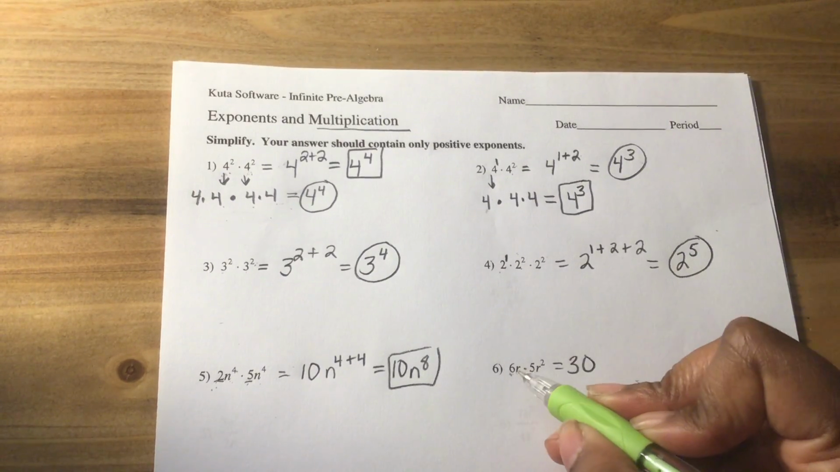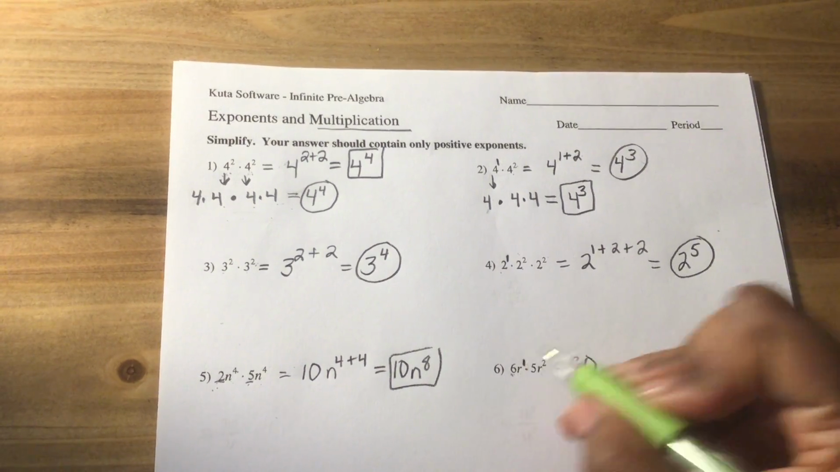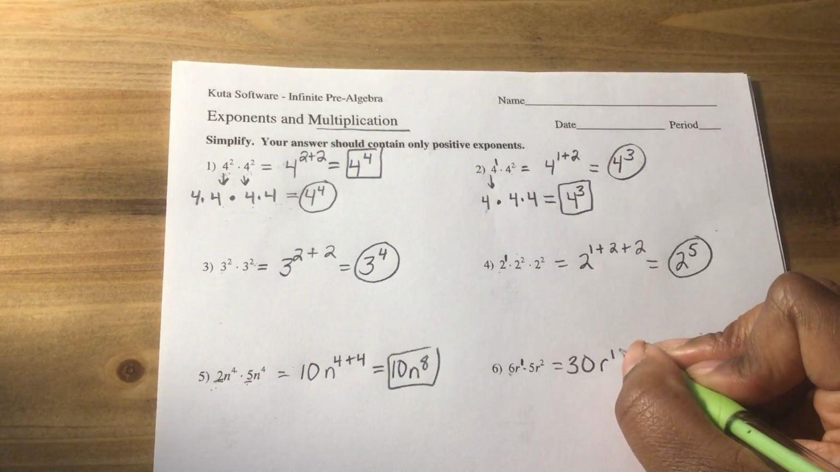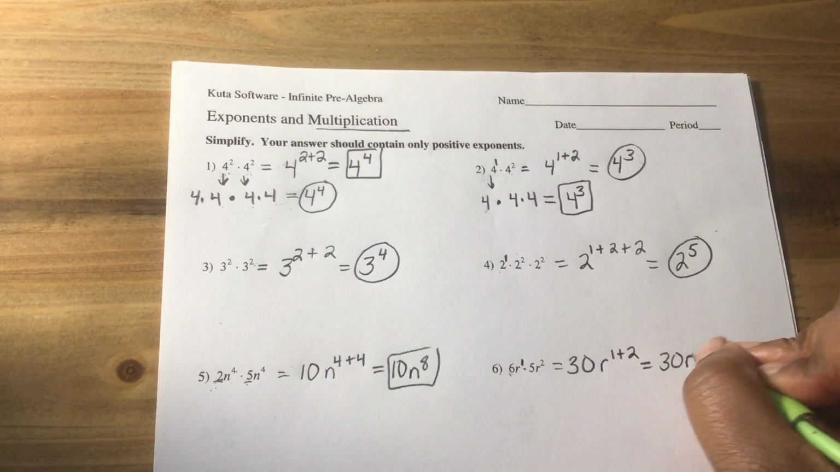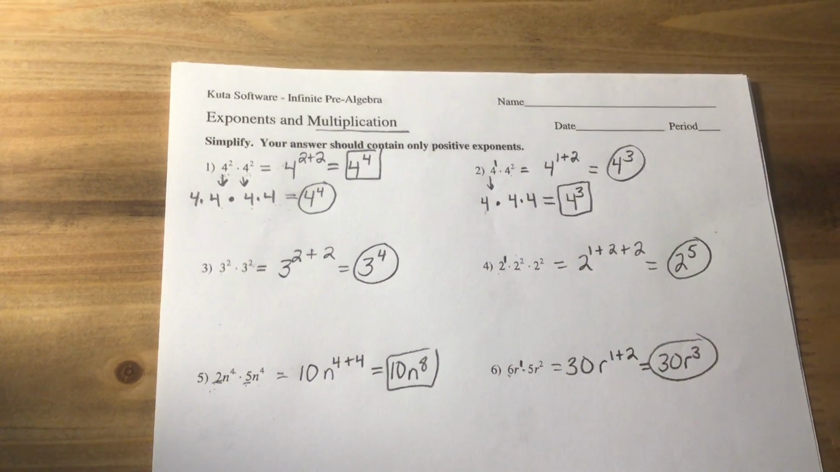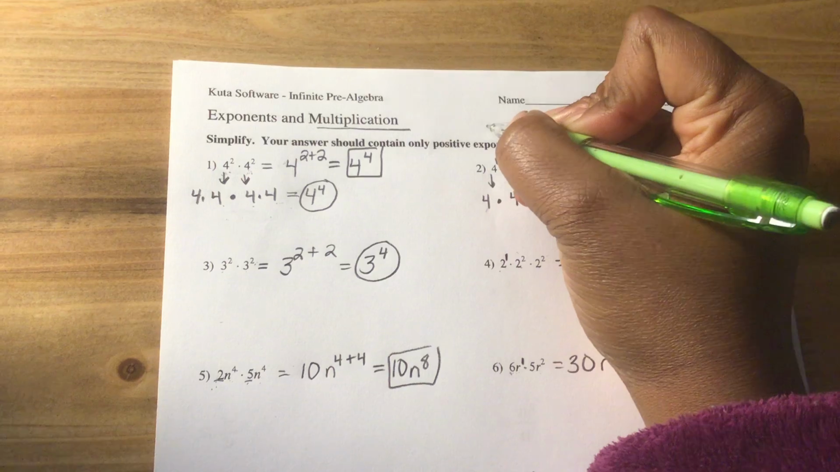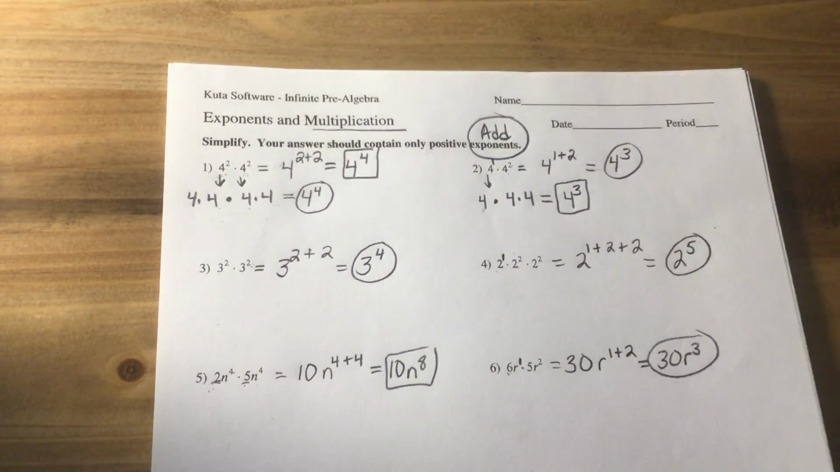The bases are the same here for the r. Remember, when you don't see an exponent, your exponent is 1. So you're going to have r to the 1 plus 2. So this is going to give you 30 r to the 3rd power. Okay? So that's multiplying exponents that have the same base. When you multiply exponents that have the same base, you're going to add the exponents. Okay? All right, so let's move on to dividing.